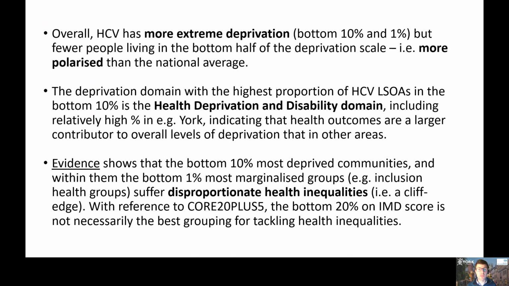And finally, evidence shows that the bottom 10% most deprived communities, and within the bottom 1% most marginalised groups, often from an inclusion health perspective, suffer disproportionate health inequalities, the cliff edges, which we've noted. So even though we have a national mandate around Core20PLUS5, the bottom 20% on the IMD score is not necessarily the best grouping for tackling health inequalities, and you might want to think about using the bottom 10% or even the bottom 1%.